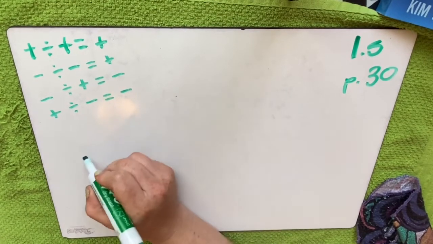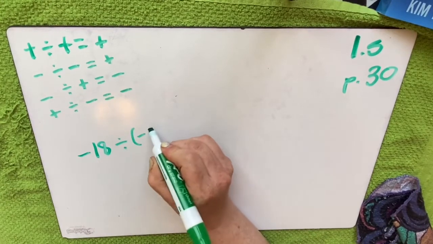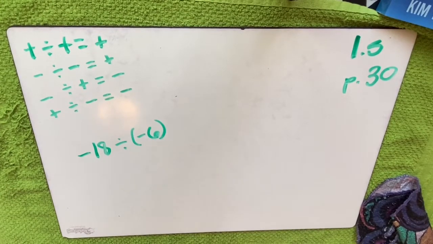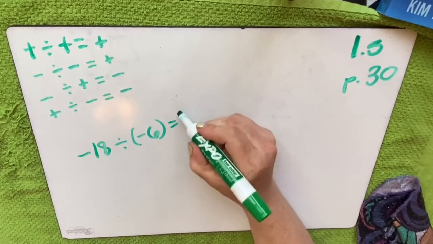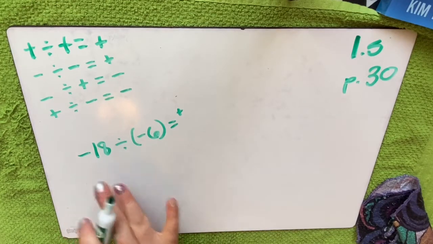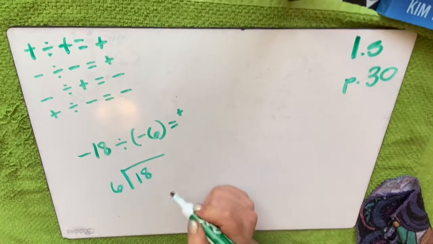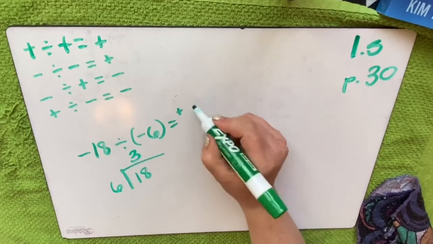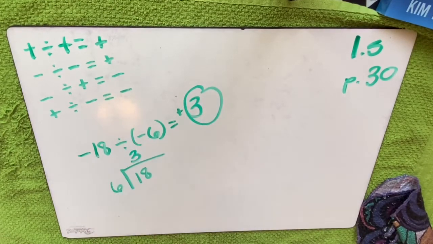Okay, so the first one they have is negative 18 divided by negative 6. The numbers are both negative, so my answer is going to be positive. Now remember the cowboy goes in front of the horse, so this is 18 divided by 6, which is 3. So your answer is positive 3 because they're both negative.